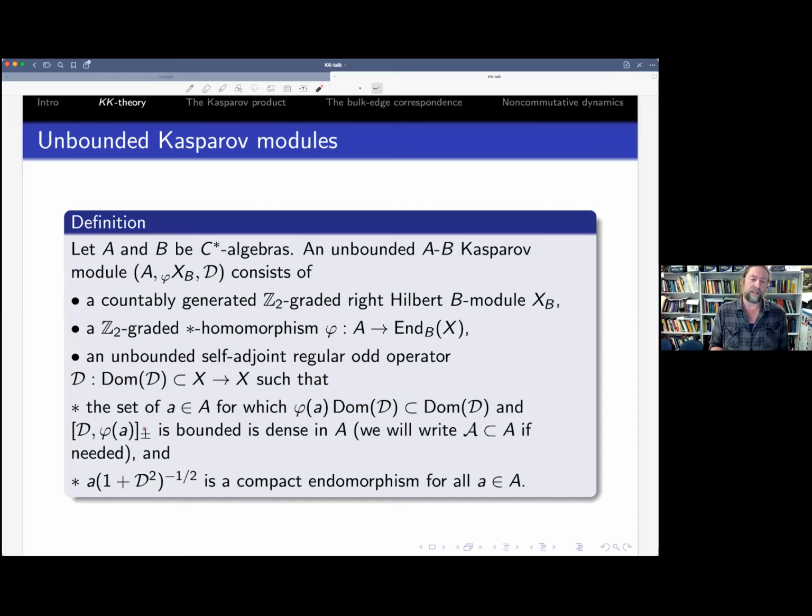And the first one is basically the collection of algebra elements in A which preserve the domain and have bounded graded commutator should be dense in A. And I'll write curly A for those guys. And A times basically the resolvent of D is a compact endomorphism for all A. So this one says first order, this one says elliptic. And I'll just say this for now. If B is the complex number, so the X is a Hilbert space, this is also called a spectral triple.